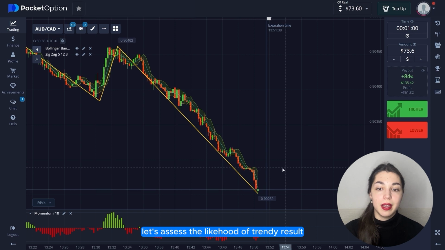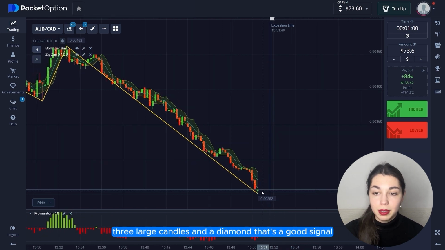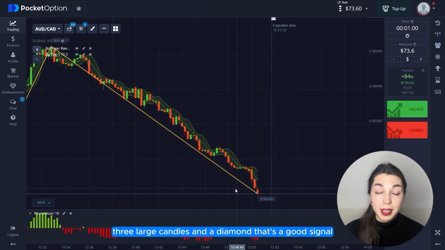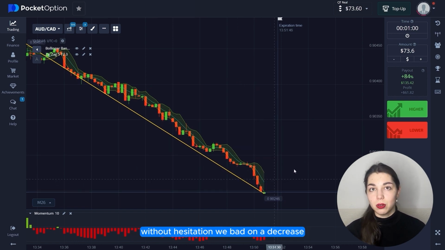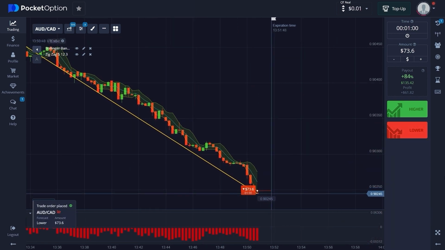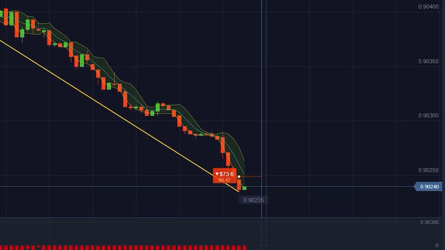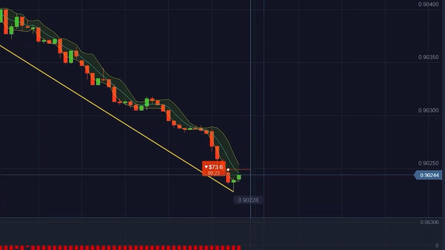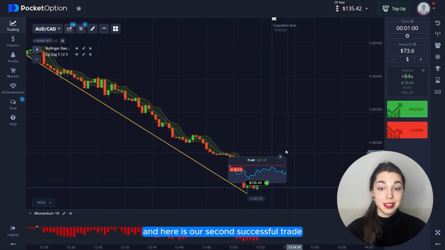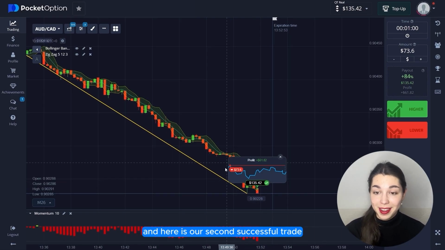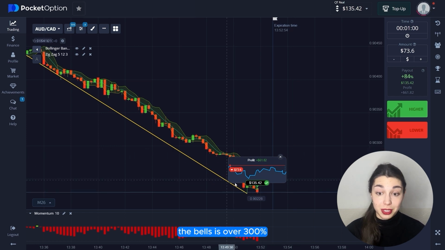Let's assess the likelihood of a trend reversal. 3 large candles in a downtrend, that's a good signal. Without hesitation, we bet on a decrease. And here is our second successful trade. The balance is over 300%.